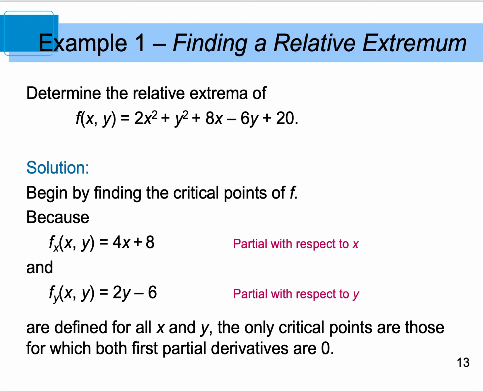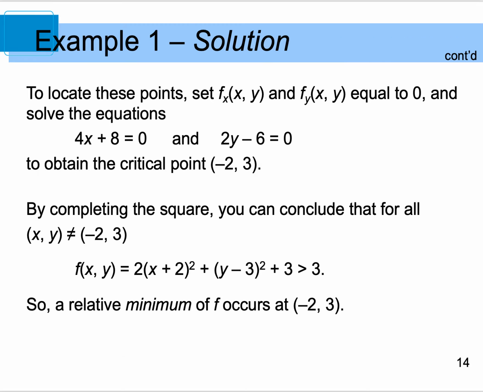So the only critical points then are the places where these partial derivatives are equal to 0. And the beautiful thing about this is they're simple to solve, right? So I get negative 2 when I solve the first partial, and I get 3 when I solve 2y minus 6. So my actual critical point is negative 2 comma 3.